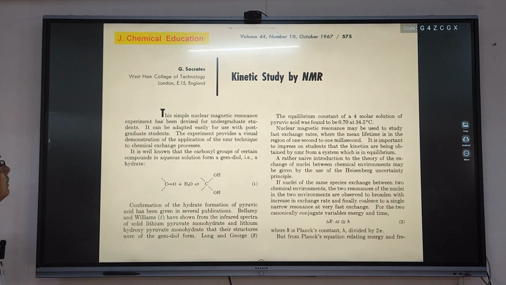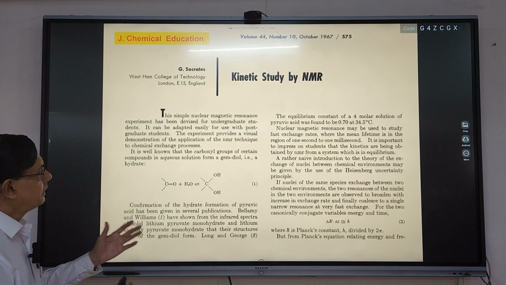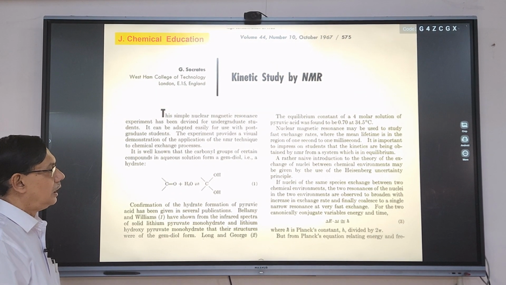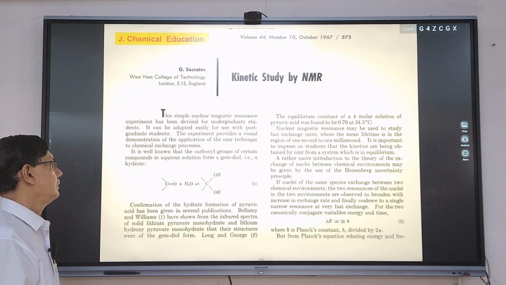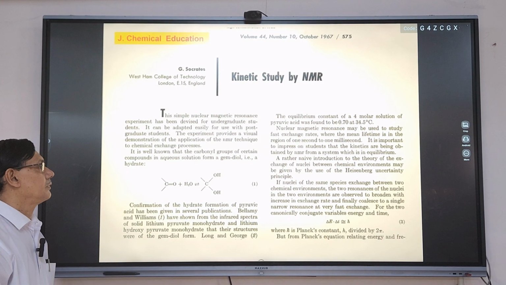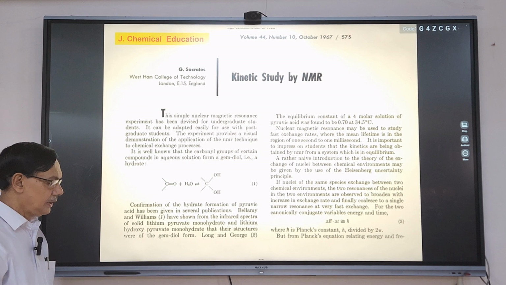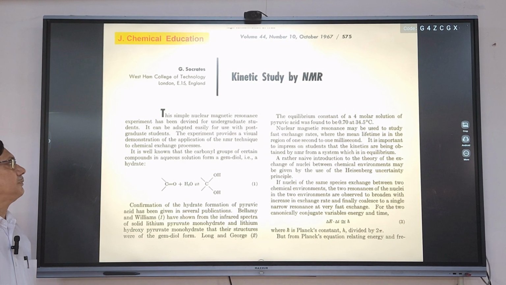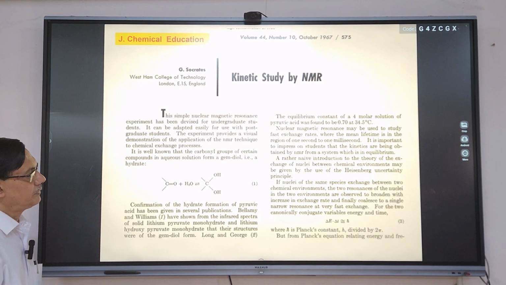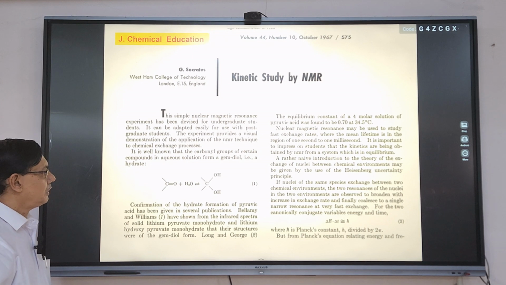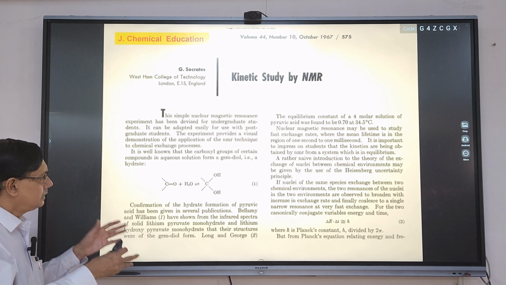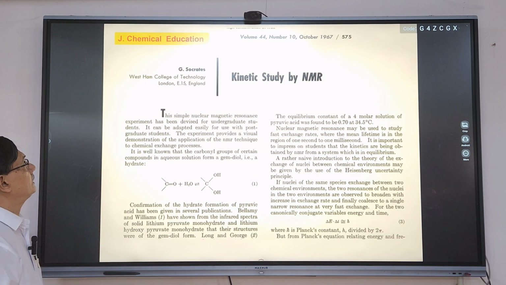Now, what is our objective? Our objective is that how to study a chemical reaction by the NMR method. And if I am talking about the chemical reactions, there are some simple reactions, conventional reactions, and there are some fast reactions. But in this chapter or in this discussion, we are interested only in the fast reactions.